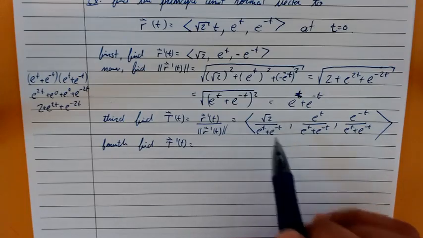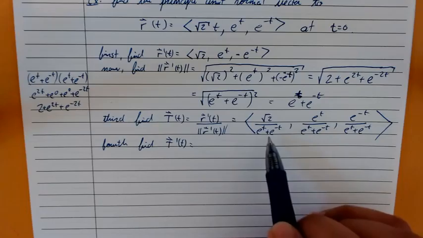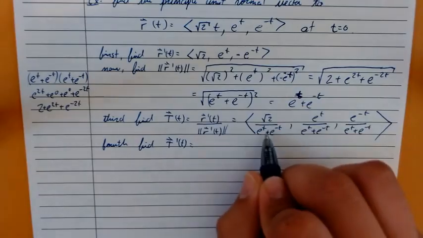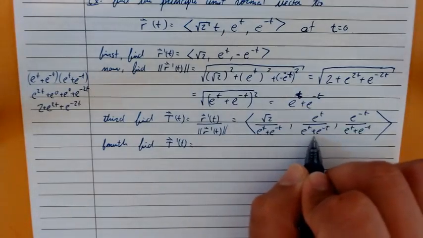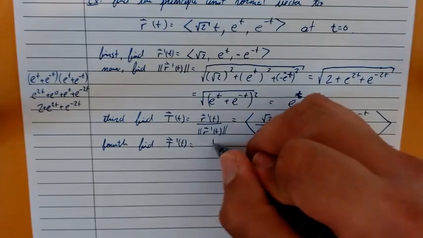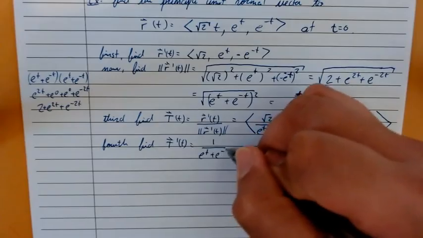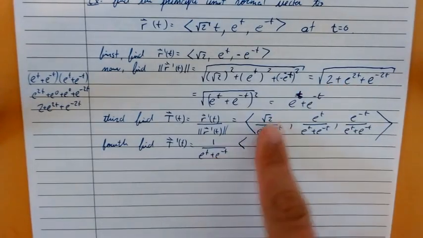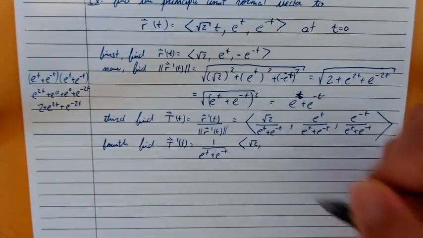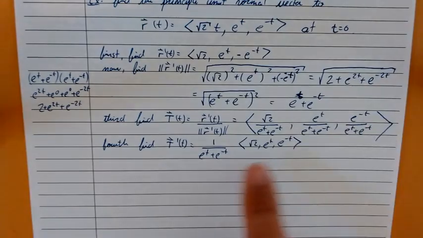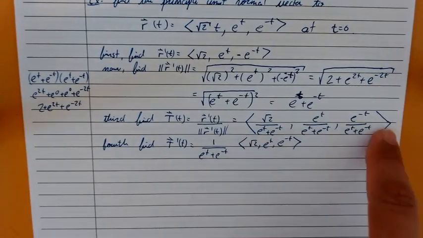You know what I can do though? I'm going to take advantage of one of the properties of the derivative, and that's the fact that the product rule still exists. Here, I'm going to write this in a different form. I have a common factor of e to the t plus e to the minus t, so let me factor that out. I'm going to write that as 1 over e to the t plus e to the minus t, and once I factor that out, what's left inside is root 2 comma e to the t comma e to the minus t. These two mean the same thing. If I distributed that out, that would give me that.